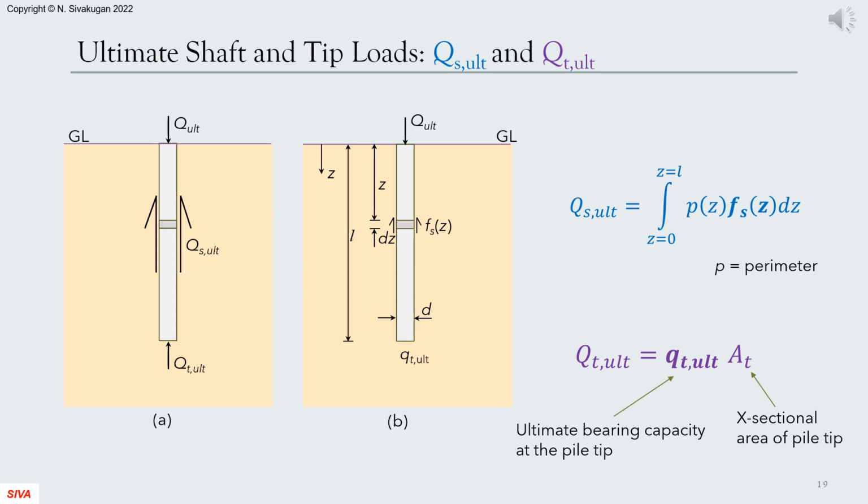We have to calculate the ultimate shaft and the tip loads separately and add them up for the ultimate load for the pile head. For the shaft load, we are looking at the equilibrium of a disc element and integrating it over the pile length. Fs is the skin friction per unit area, and P is the perimeter. The tip load is computed by multiplying the ultimate bearing capacity at the pile tip by the tip area. You can see that we must note two things here: A, skin friction Fs, and B, the ultimate bearing capacity at the pile tip.